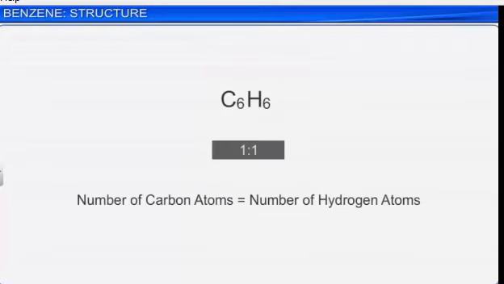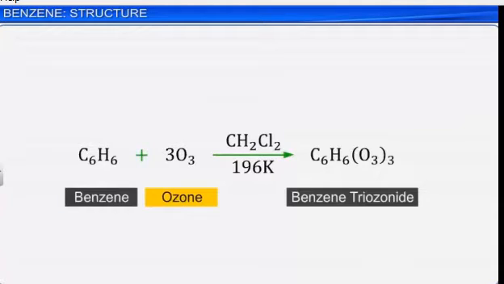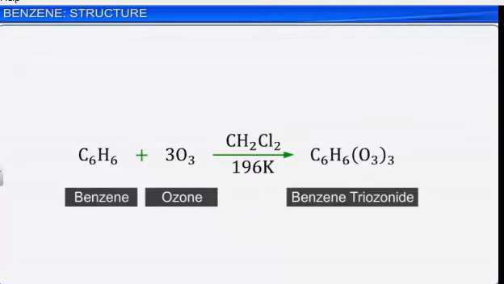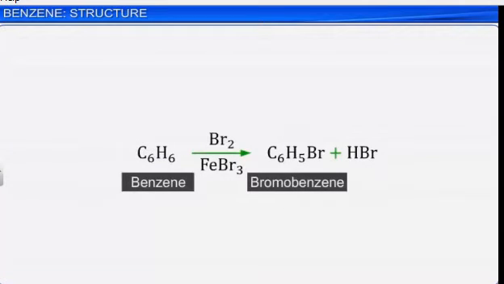The ratio of carbon to hydrogen in benzene is the same, that is, 1:1, which is evident from its molecular formula C6H6. This fact tells us that it is a highly unsaturated compound. When benzene is treated with ozone, it forms triozonide. The formation of triozonide indicates that it has 3 double bonds. Further, it produces only one monosubstituted derivative, which indicates that all its 6 carbon and hydrogen atoms are equivalent.